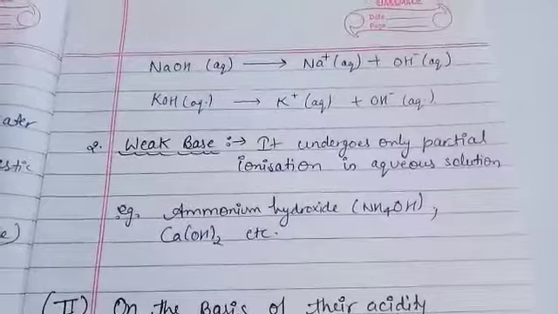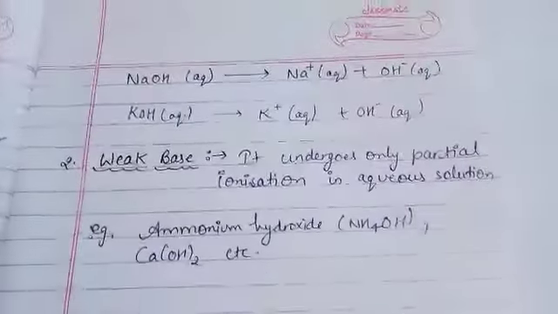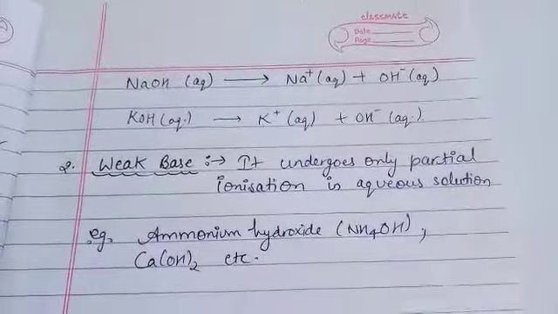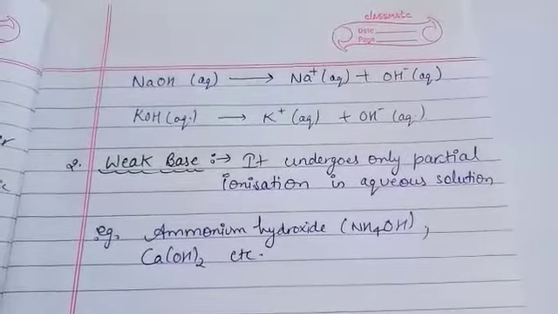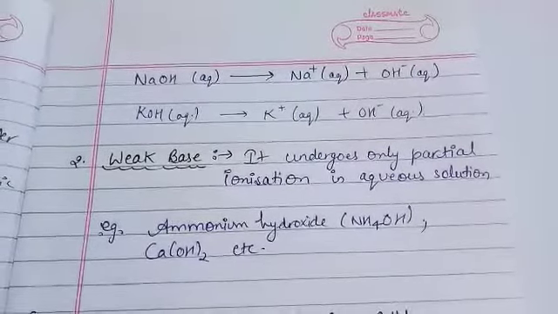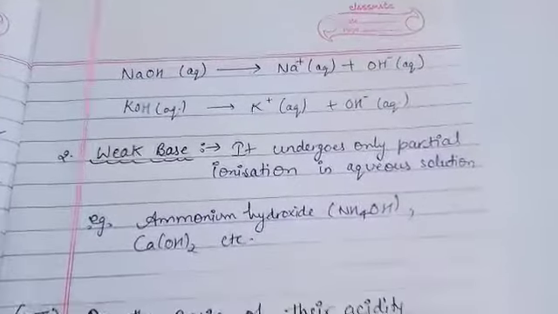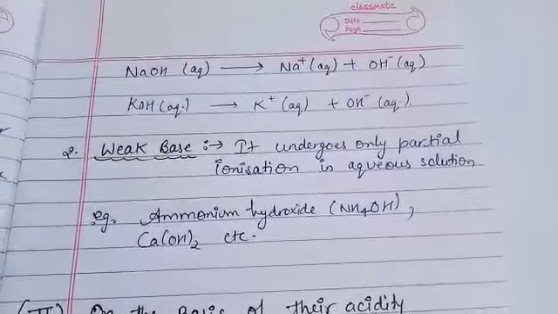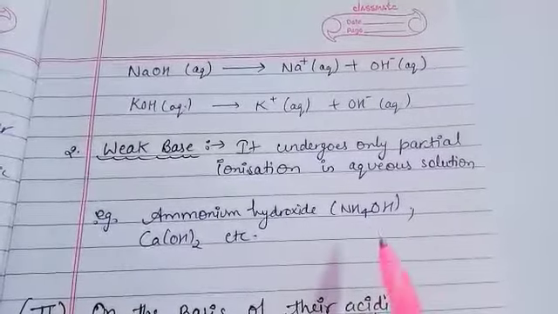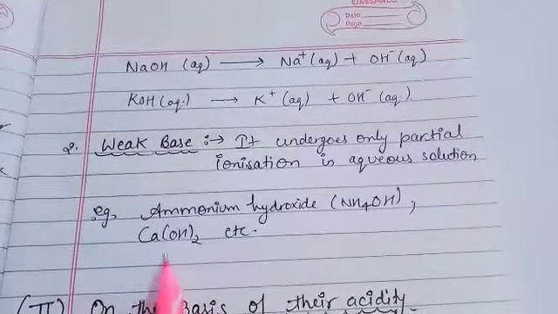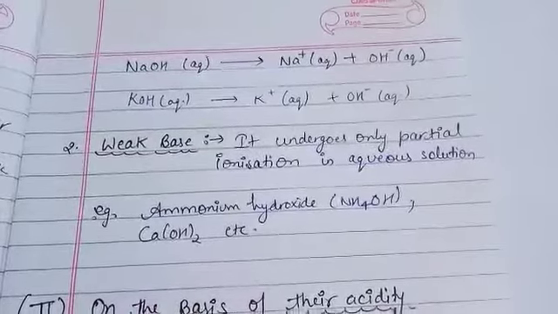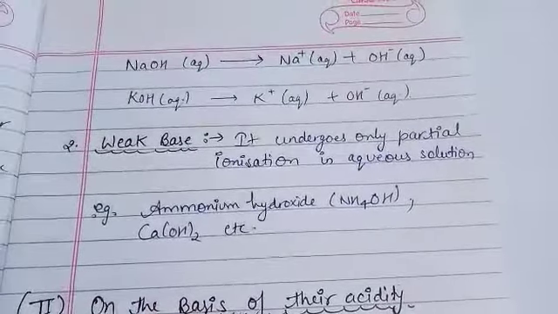Now second, we have the weak base. In the case of a weak base, those which dissociate or ionize only partially in aqueous solution, not completely, are known as weak bases. They are bases but they are weak. For example, ammonium hydroxide, NH4OH, or calcium hydroxide, etc. This is one classification.